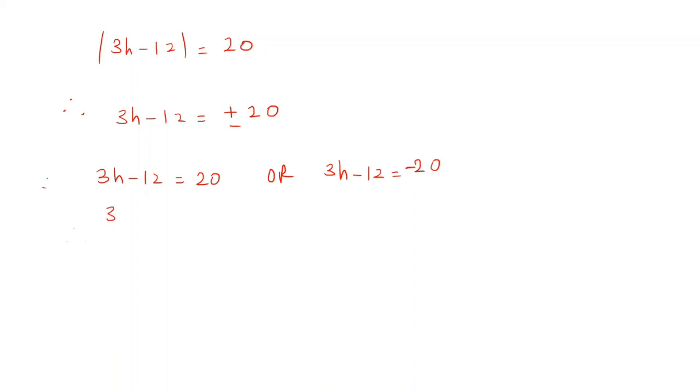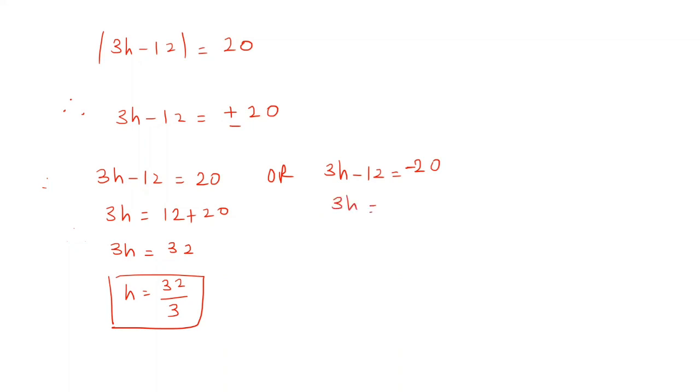So first I'll solve this one. 20 plus 12, 12 plus 20. So 3h is equal to 32. Therefore h is equal to 32 by 3. Also this equation: 3h is equal to minus 20 plus 12, so 3h will be minus 8. So h is equal to minus 8 by 3. I'm getting two different values of h.